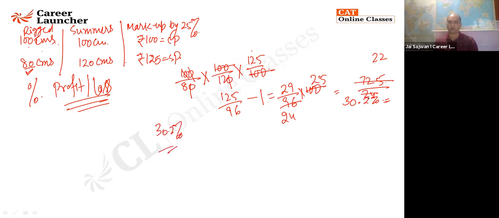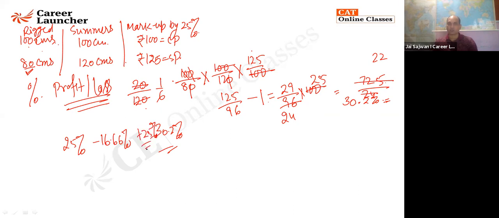Is it fine, everyone? Now look at it. I don't know why you find the loss of 1%. The rigging gives you the profit, which is more than 1. In fact, it gives you 25% of profit. The expansion gives you the loss of 16.66%. Why? Because you are losing 20 centimeters on every 120 centimeters. You're not giving 100. You're giving 120. So you're going to lose 1/6 here. That is minus 16.66%. And the last one, it is 25% of profit.